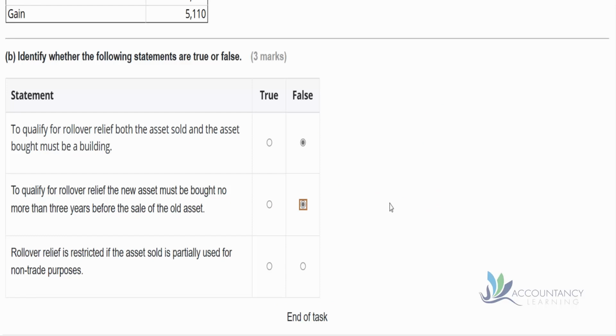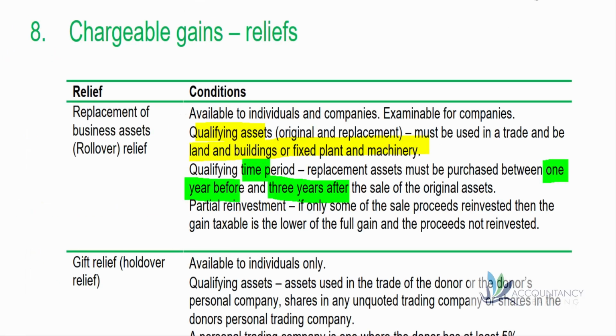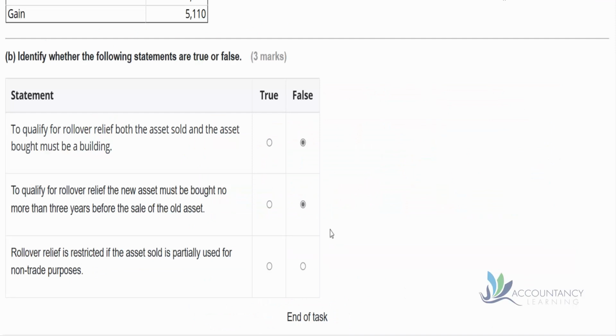And then the third statement: rollover relief is restricted if the asset sold is partially used for non-trade purposes. Again, the reference materials help us here. The qualifying assets must be used in a trade. So that is true. If they're not used in a trade, then it's going to affect the rollover relief.